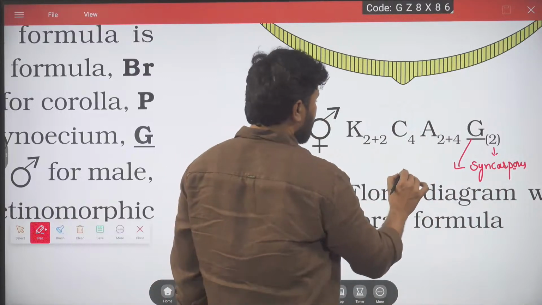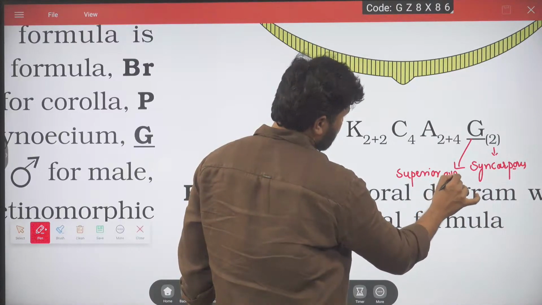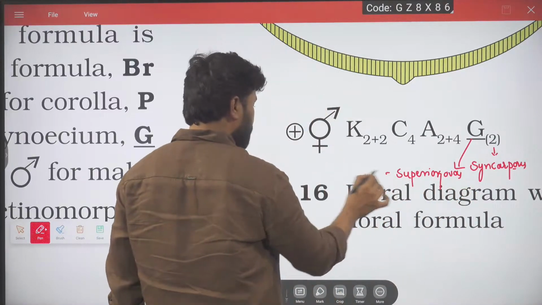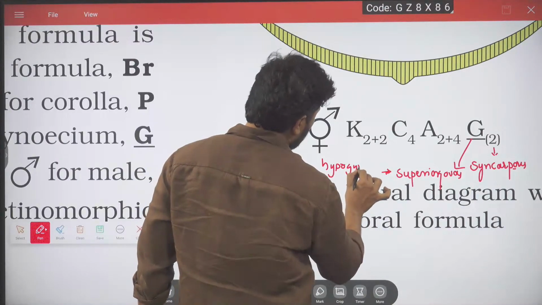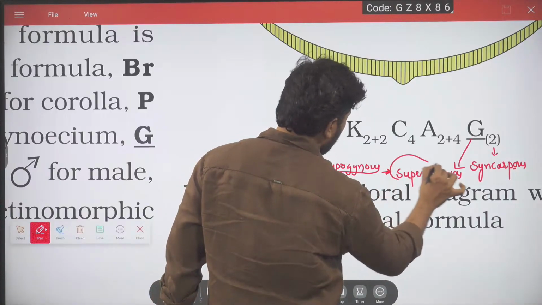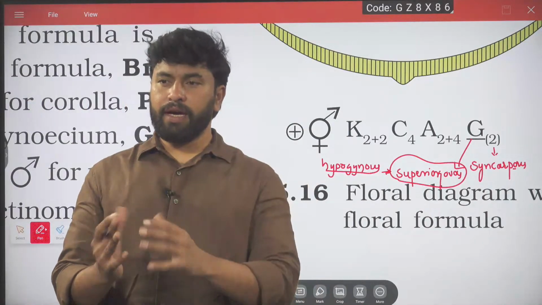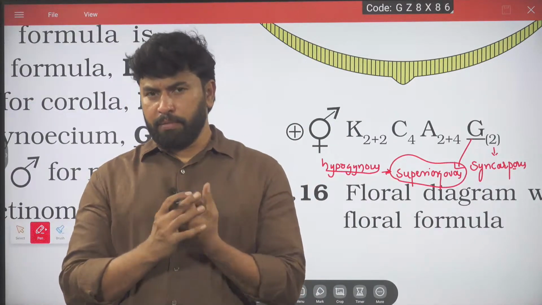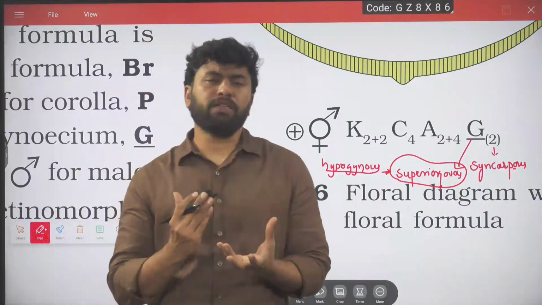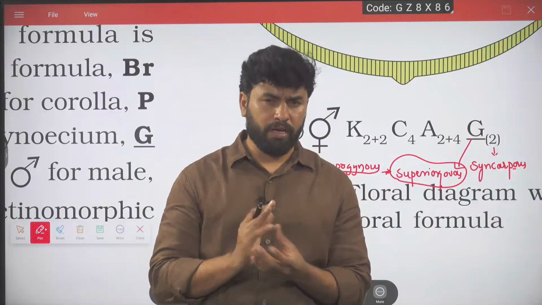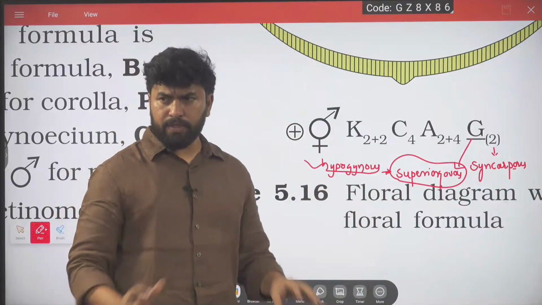And tell me, what does this line indicate? This line indicates the ovary is superior. Ovary is superior and the flower is hypogynous flower. Flower is hypogynous, ovary is superior ovary. Like that, there is a representation of floral diagram and floral formula. Remember one thing, if they are talking about whether the ovary is superior or inferior, or gynoecium is superior or inferior, in most cases the flowers are hypogynous flowers.